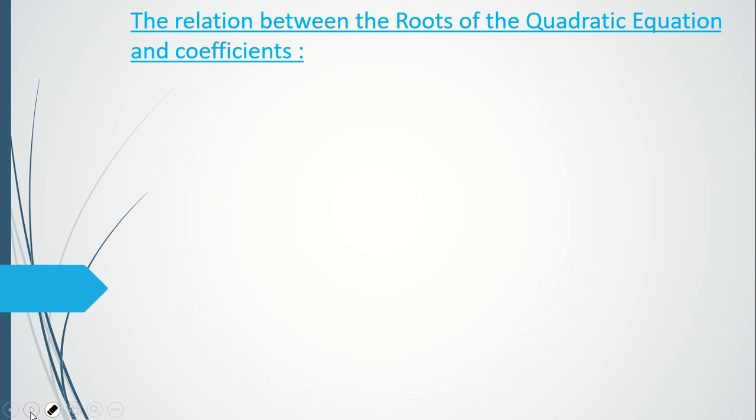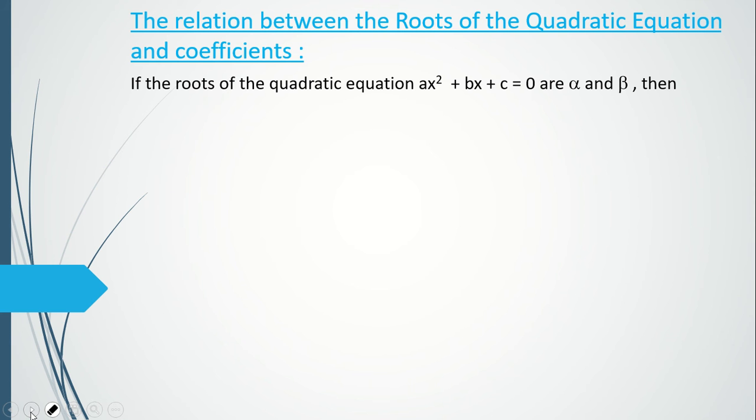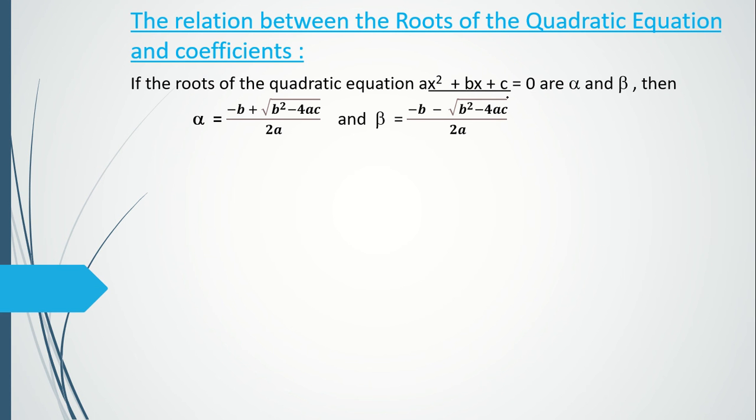The relation between the roots of quadratic equation and coefficients. Here again there are two important small formulas that we are going to derive. If the roots of quadratic equation ax square plus bx plus c are given by alpha and beta, then alpha is minus b plus root, okay, just now I had written these two roots. Now what relation can we have between the roots of the quadratic equation and coefficients of the quadratic equation? Now what are the coefficients here? a, b and c are called coefficients.